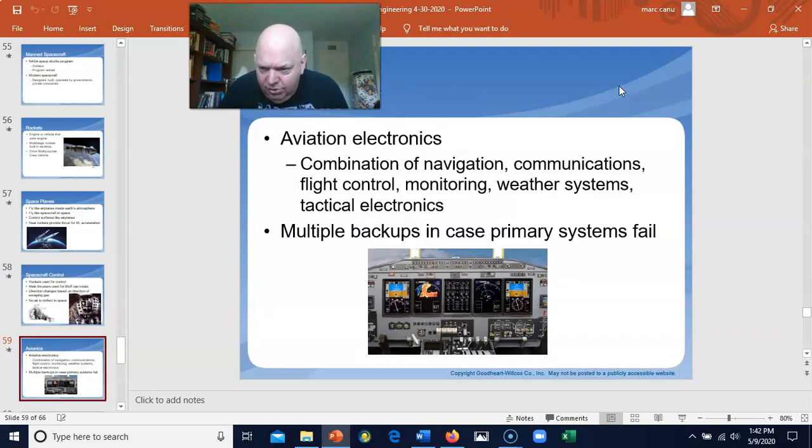Avionics, as we're winding our way through, avionics, aviation electronics. It's a combination of communications, navigation, flight control, monitoring, weather systems, and tactical electronics. Wait, tactical electronics? Yeah, in a fighter jet or an attack helicopter, when you have warning signs that tell you a missile's coming after you, and it allows you to deploy defensive measures in order to prevent that missile from going up the tailpipe of your engine. Because once it goes up there, it's bye bye birdie. You're done. It goes boom and you go boom with it. So that's why you want tactical electronics. Okay.